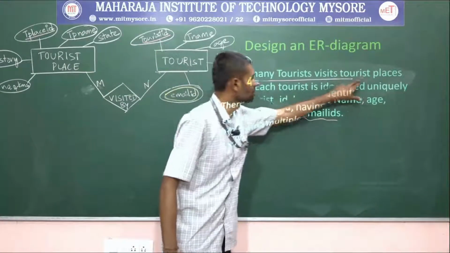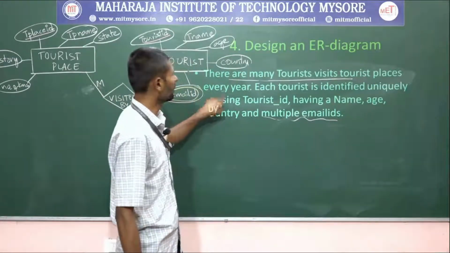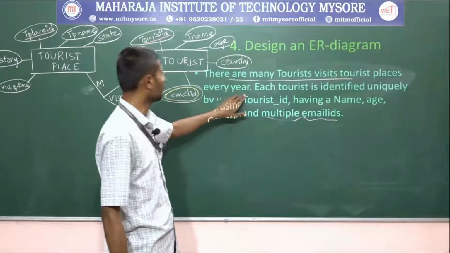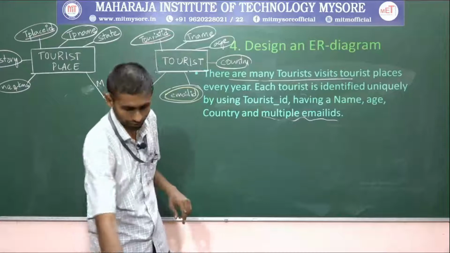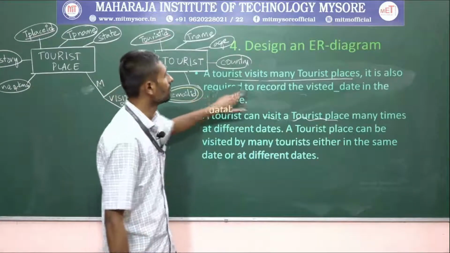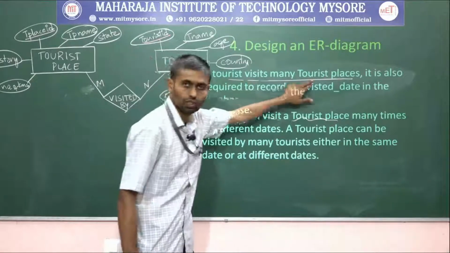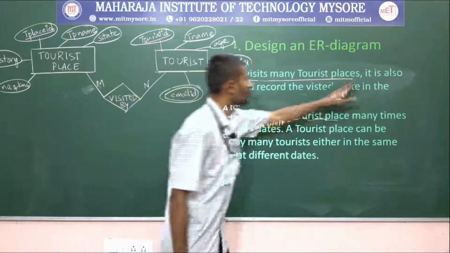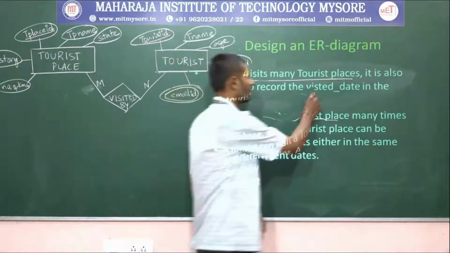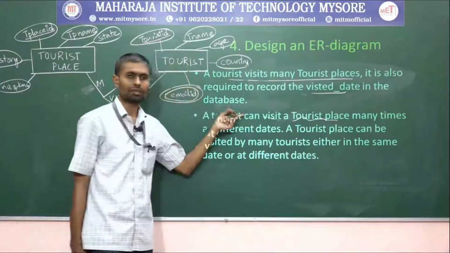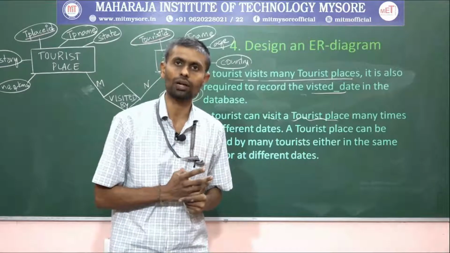There are many tourists who visit tourist places. Yes, visits tourist places. Next, every year, each tourist is identified uniquely by using tourist ID. Here, it is also required to record the visited date. A tourist visits many tourist places, as we have mentioned here. Next, it is also required to record the visited date in the database: the date on which the tourist visited the tourist place, that we also want to record.